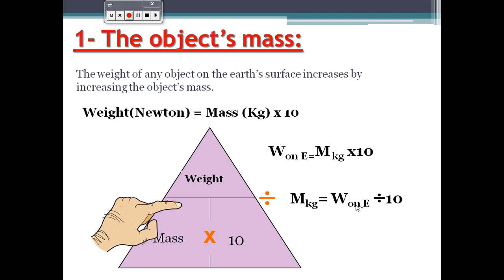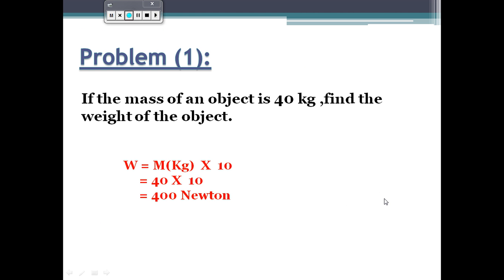Problem number 1. If the mass of any object equals 40 kilogram, find the weight. We have here weight equals mass by 10, and mass in kilogram. So it will be 40 by 10, which is 400 Newton. And we write Newton because it's the measuring unit of weight.